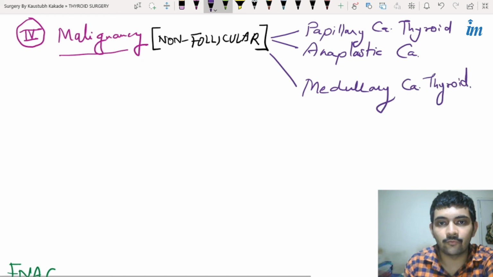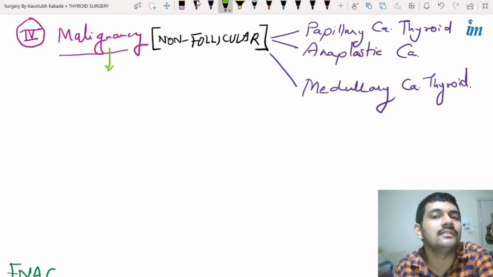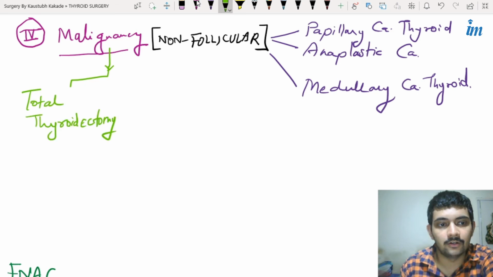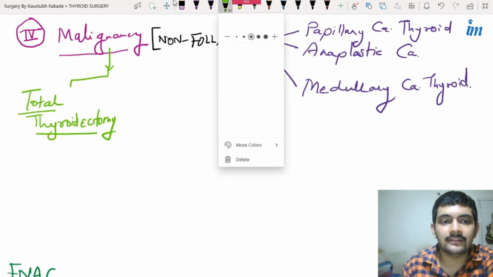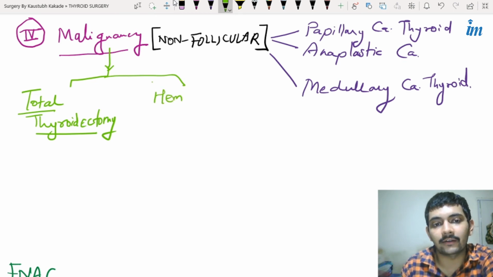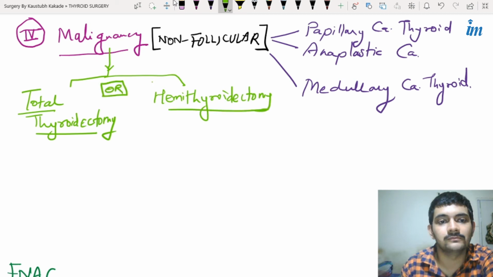In such a situation, what you are going to do depends upon how much of the gland is involved. If more than half of the isthmus is involved, then you will go for a total thyroidectomy. And if less than half of it is involved, then you are going to go for a hemithyroidectomy. Hemi means half. So this is the option that you have over here.